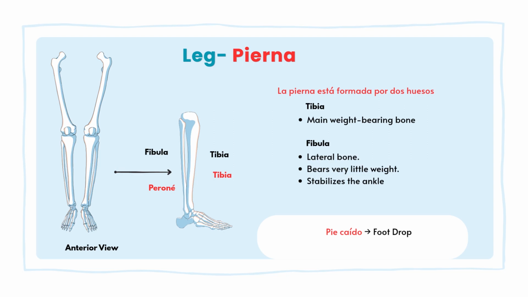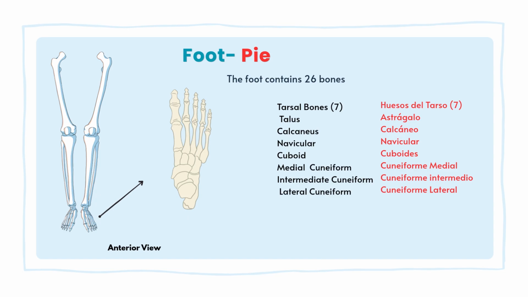This occurs when the common fibular nerve is injured. This nerve controls the muscles responsible for lifting the front of the foot. So damage to it makes dorsiflexion difficult, causing the toes to drag while walking. And our last part is foot.